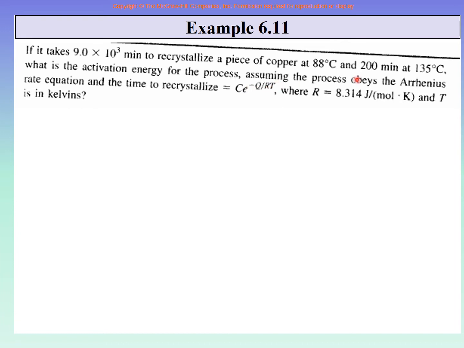This is equation 1. Second time the temperature is 135. So 135 plus 273 is your capital T, and the time to recrystallize is 200. So 200 is equal to C e raised to minus Q upon R into that temperature, right? Why am I saying that whether you multiply by the actual value of R or you leave R as it is, it does not matter. You have now two equations, equation 1 and equation 2, and you can now solve.